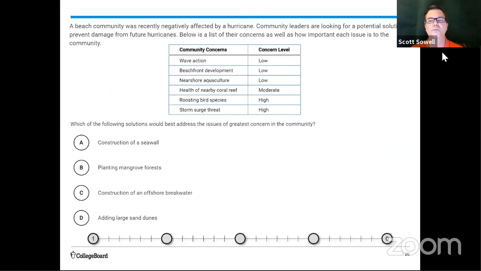All right, let's just do a quick check for understanding. I'm going to give you another multiple choice question. So it says, a beach community was recently negatively affected by a hurricane. Community leaders are looking for a potential solution to prevent damage from future hurricanes. Below is a list of their concerns, as well as how important each issue is to the community. So take 30 seconds, look through those community concerns, and answer this question. Which of the following solutions would best address the issues of greatest concern in the community?